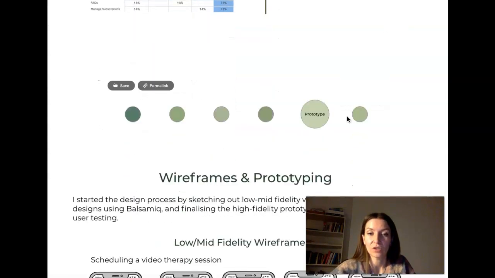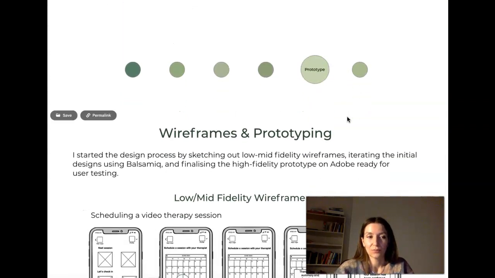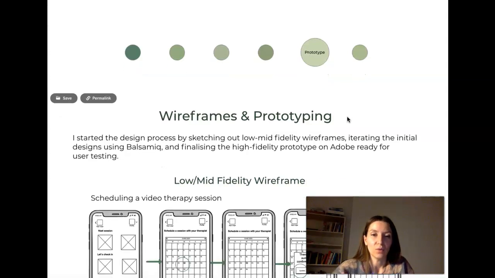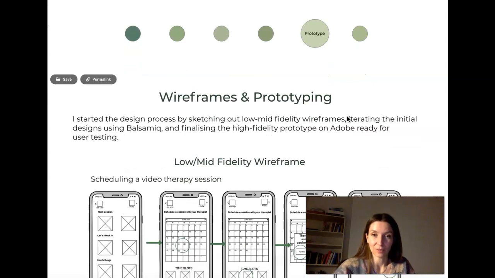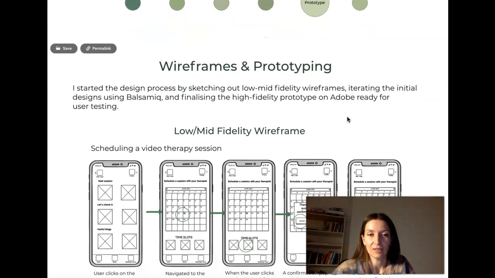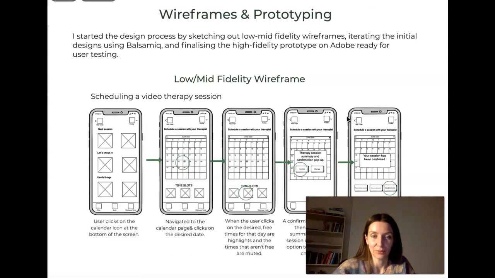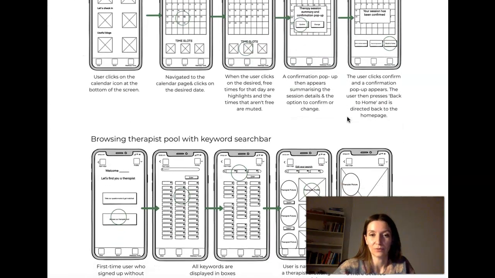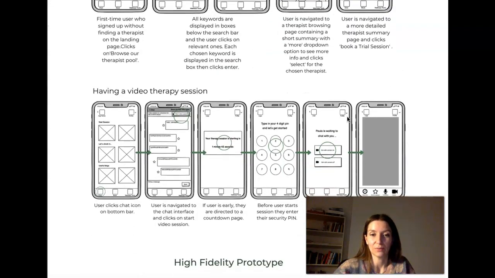And then we went on to the prototype phase. So now that we've gathered user input and we've created a matrix and built some improvements upon that, I started to wireframe and prototype. So first I started with low to mid fidelity wireframes, focusing on the 3 core features that were featured in the task flows earlier. That is scheduling a video therapy session, browsing the therapist pool with keyword search bar, and having a video therapy session.